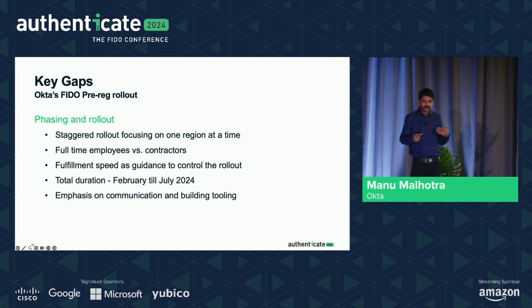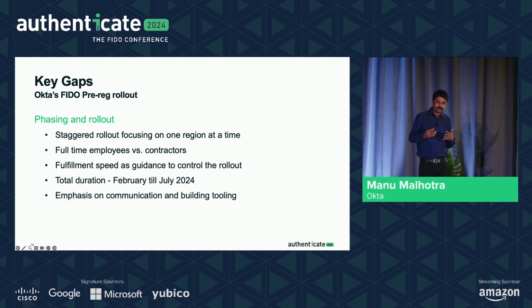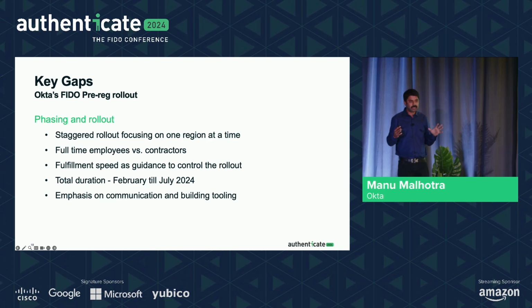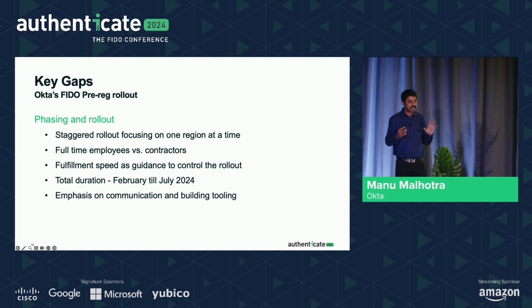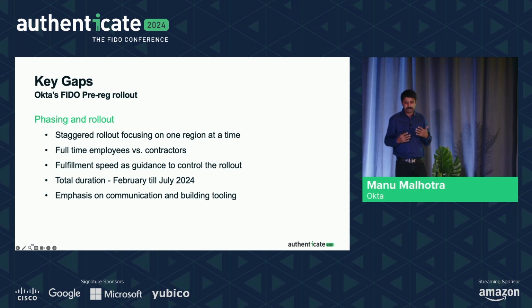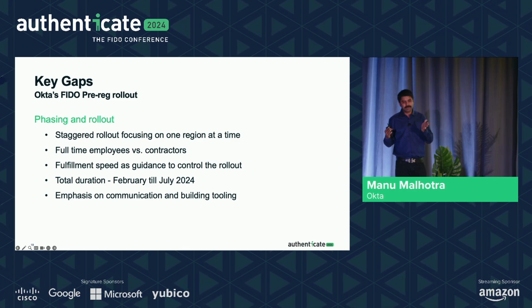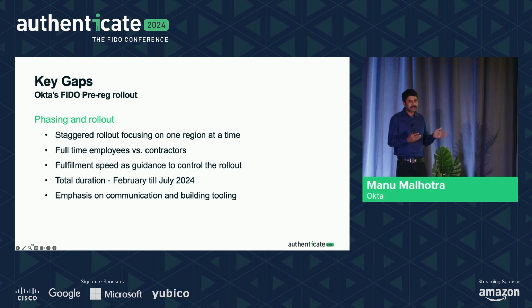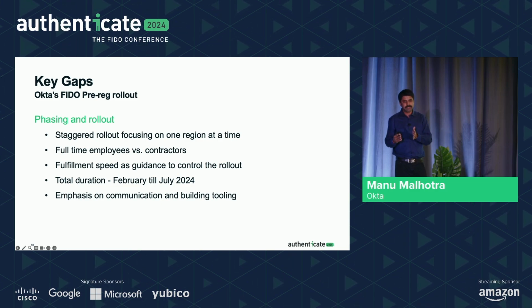Okay, now let's look at how we did it. Basically there is a phasing and rollout strategy, with a disclaimer: this is very much specific to what Okta was experiencing. We have a global presence, and we were trying to figure out how it would be done, and we are learning from the process. So we did one region at a time. Initially we did it in North America, then we did the rollout in EMEA, and then at other places. And we first did it for full-time employees.